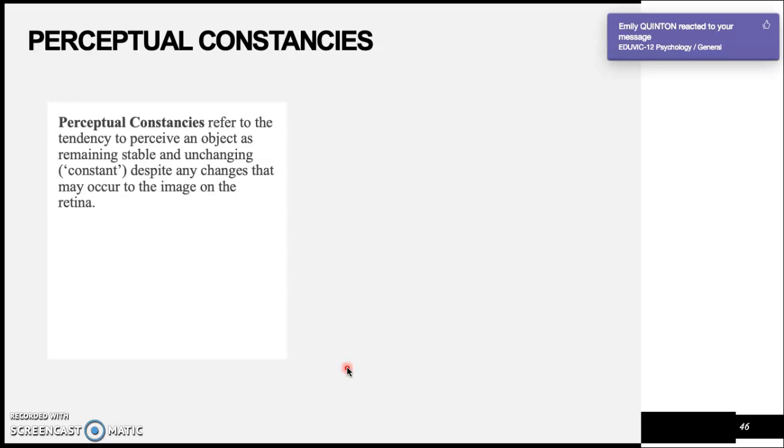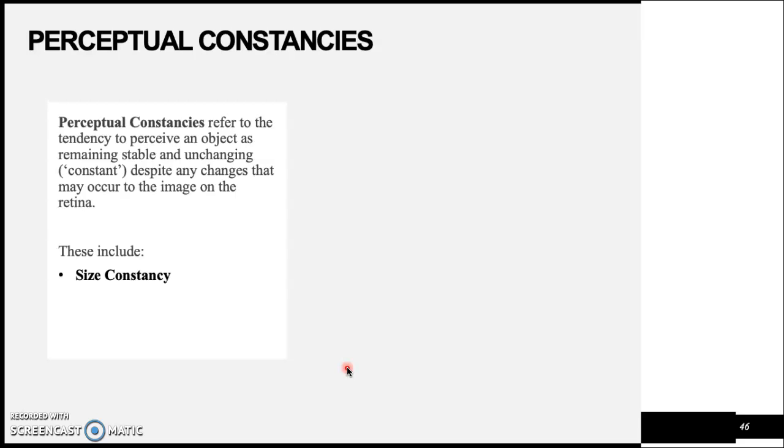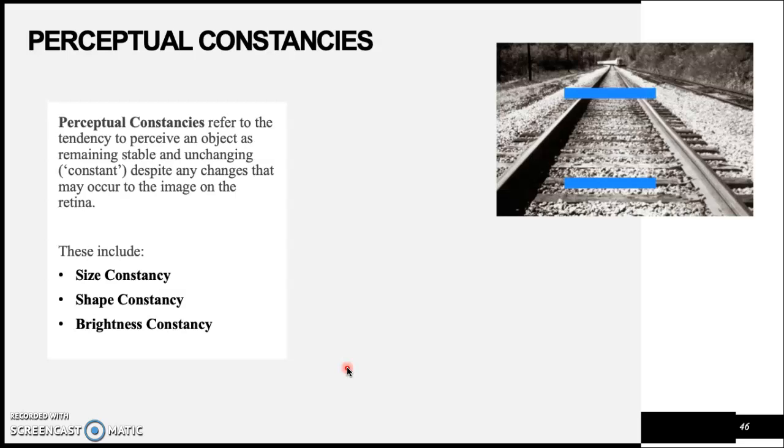So, perceptual constancies refer to the tendency to perceive an object as remaining stable and unchanging or constant despite any changes that may occur to the image on the retina, as we just said. And so we look at size constancy, shape constancy, and brightness constancy.